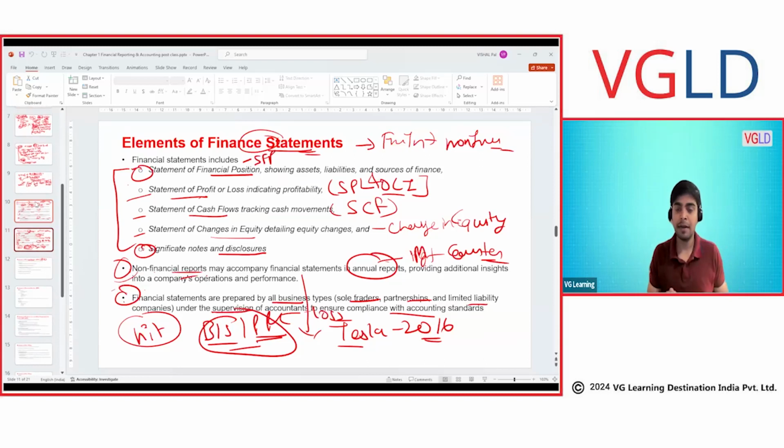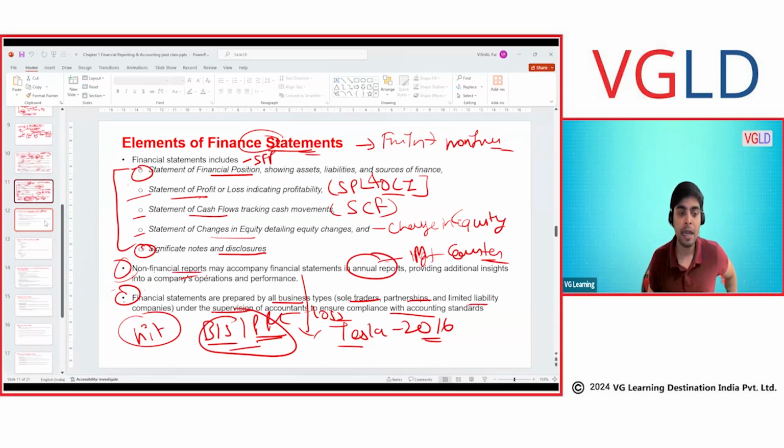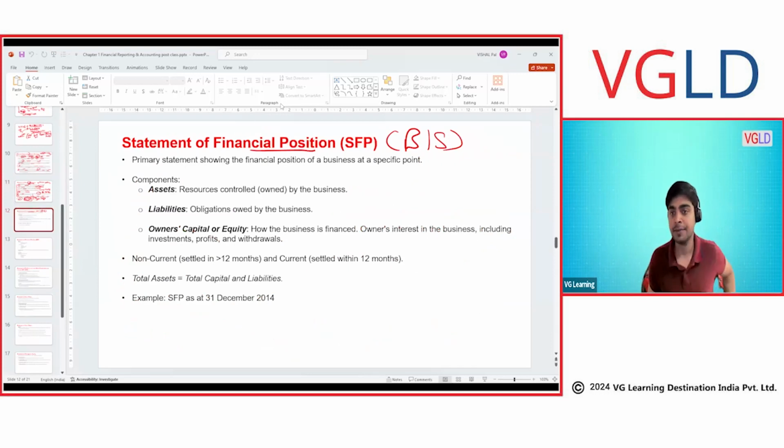Now, this is the segment where we start financial accounting. We start discussing the financial statements. Financial position, the balance sheet. Profit and loss, the statement of profit or loss, SPL, which is basically P&L. Statement of cash flow, the cash flow statement indicating where the cash is generating from. Statement of changes in equity is about the capital of the entity, how the capital is moving. And then significant notes of disclosure. So let's discuss them one by one. And this is where our financial accounting piece starts.